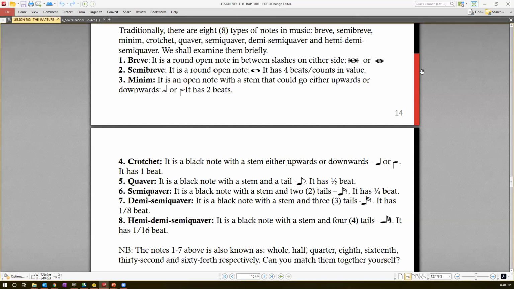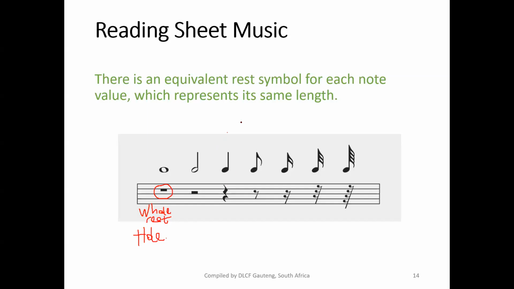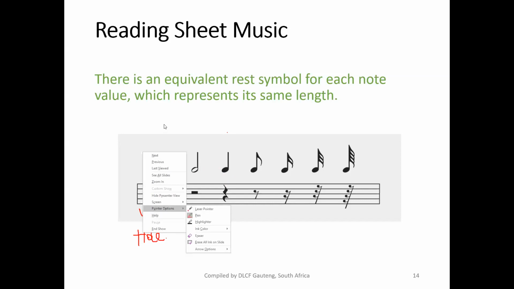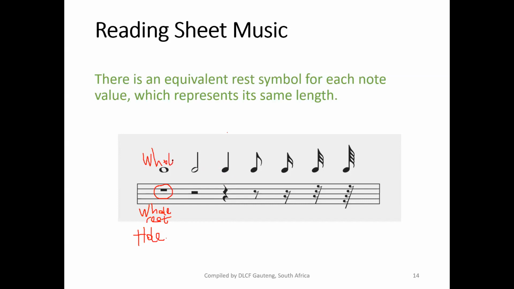All right, so let's quickly go back to the presentation here. Okay, so what we will do now, I'll just use this. This is a whole note.